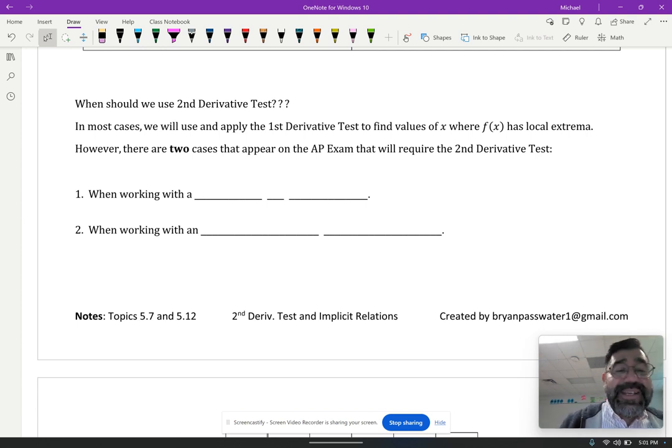The first one is if you have a table of values. So in other words, if you don't have an equation and all they give you is a table of values, you might have to use a second derivative test. Not that you have to, but you might have to, right?